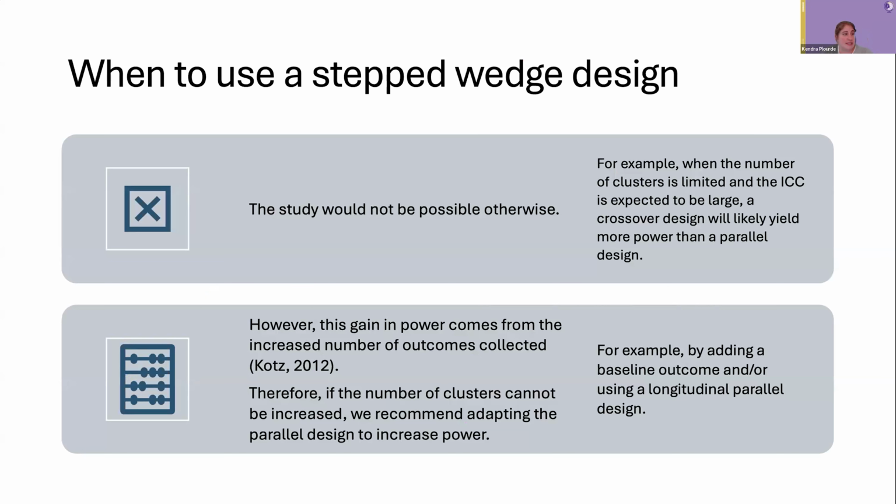So when should you use a stepped wedge? Well, when the study is not possible otherwise is our main guidance. And one example that's come up, at least in my experience, is when we have a very small number of clusters and the ICC, that correlation coefficient, is expected to be very large. A crossover design will likely yield more power than a parallel design. However, that additional power really comes from the repeated measures and not because of the crossovers.